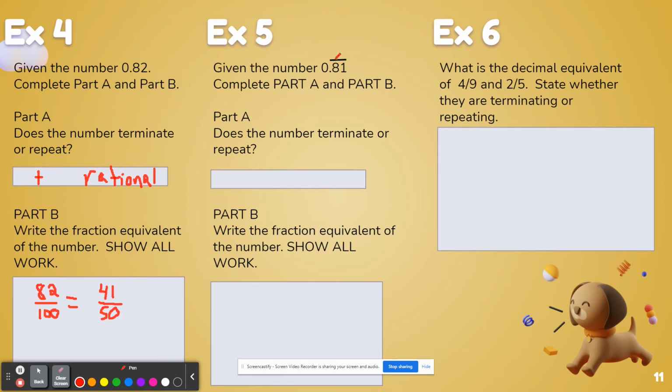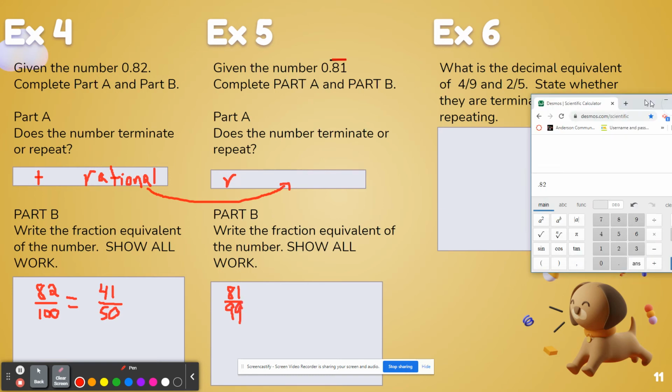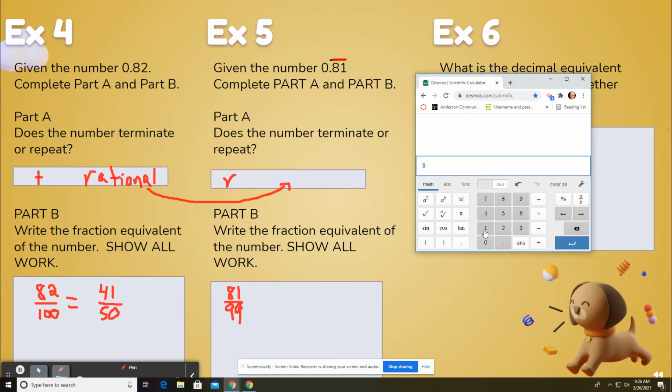Now, this little line above here means that it repeats. And so I'm going to put the letter R for repeats. It also means that it's rational because it repeats. And then the same thing here is 81. The only difference is because it repeats, I'm going to write it over 99. And then I can just check to see if it reduces. 81 divided by 99. If I hit this fraction, 9/11ths.